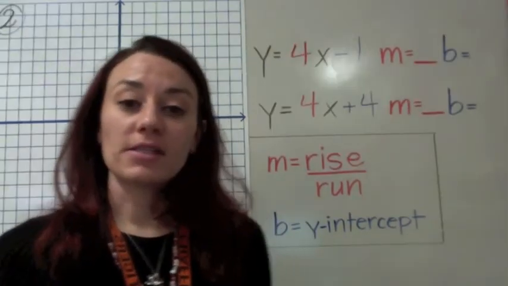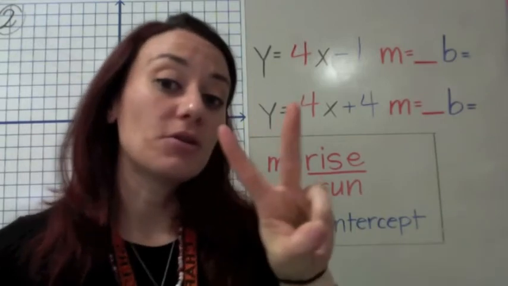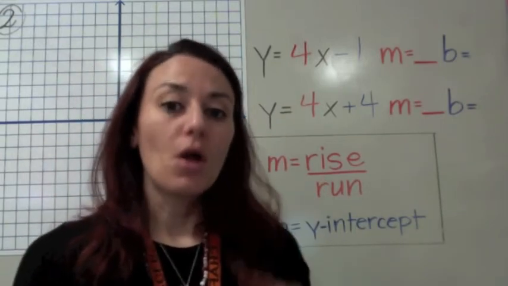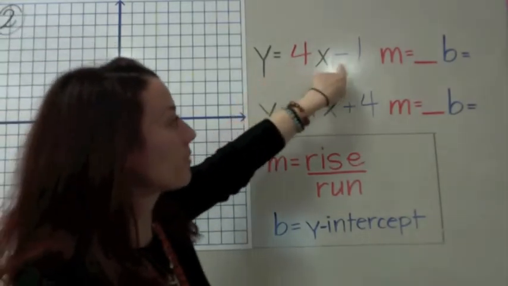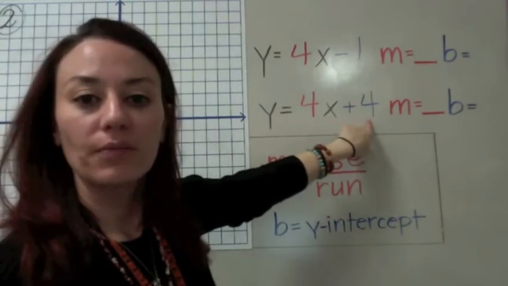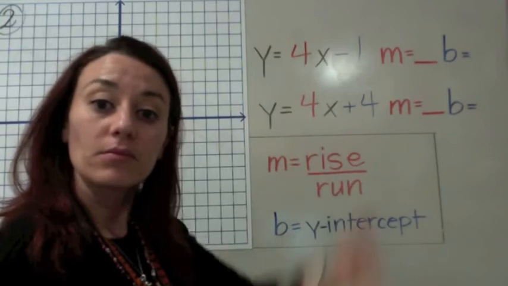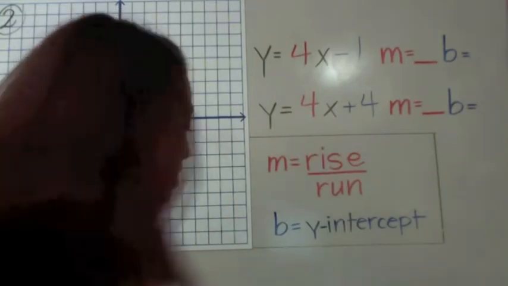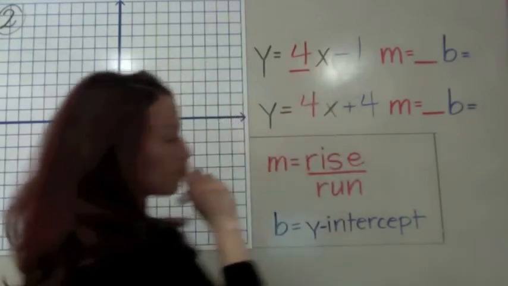Let's look at the system of linear equations we're going to graph next. So we're graphing two lines. How many lines? 2. What do you notice about these lines? It says y equals 4x minus 1 and y equals 4x plus 4. They have the same slope, right? So let's underline the slope. So the slope is 4, right?